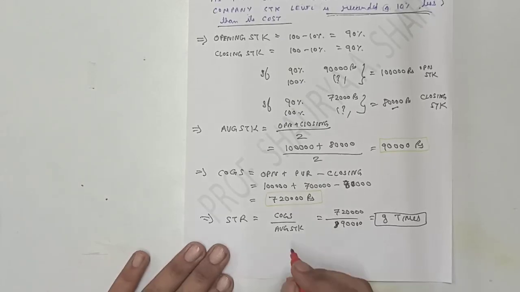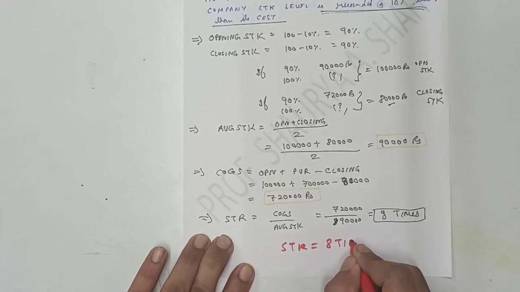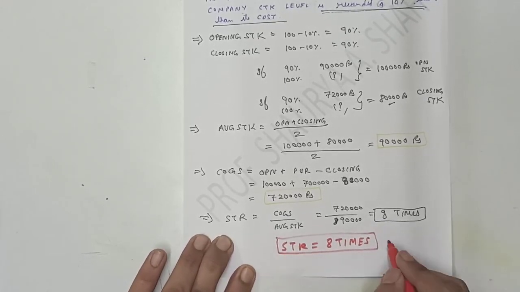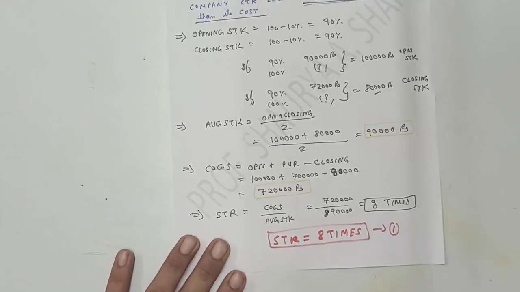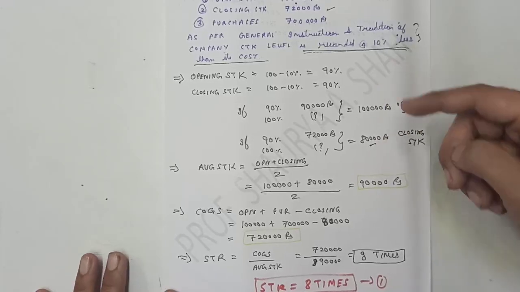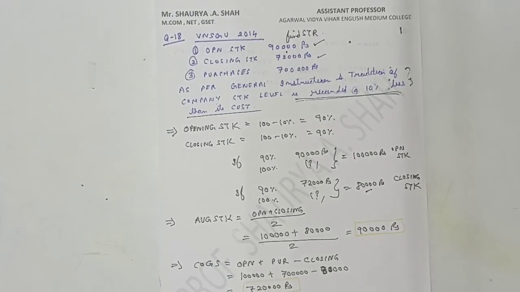So this is asked in your exam, that is stock turnover ratio is equals to 8 times, final answer. 3 marks, students, right? If you are clear with the concept, you can quickly complete this sum in 5 minutes. Otherwise, you can be stuck up in thinking what is given. Fine. Now, I hope everyone is clear with this sum.